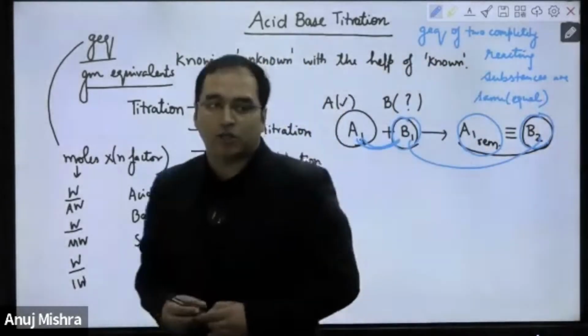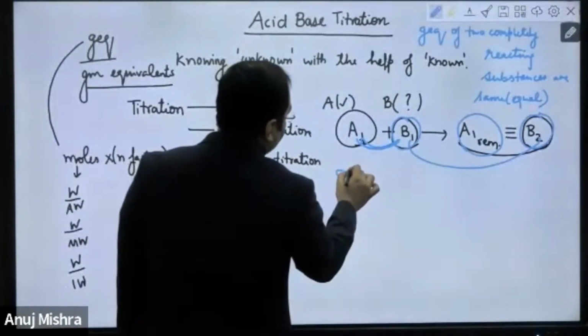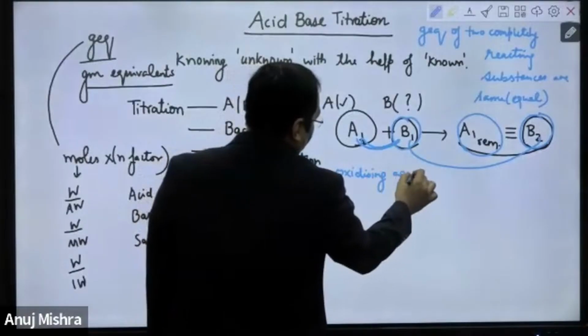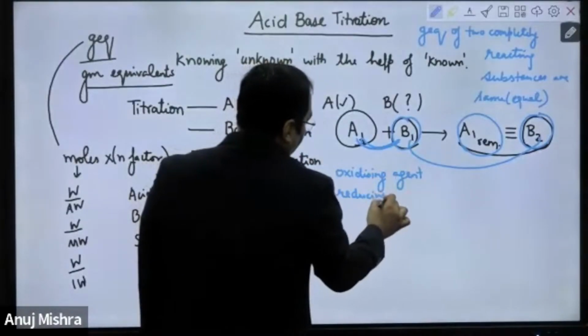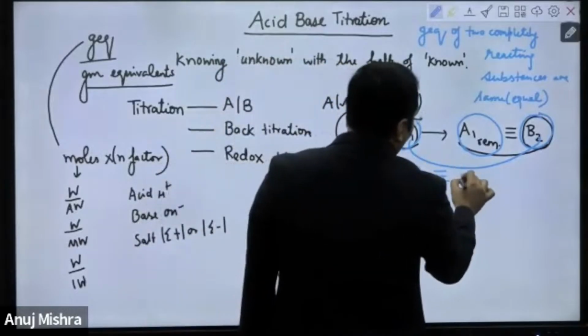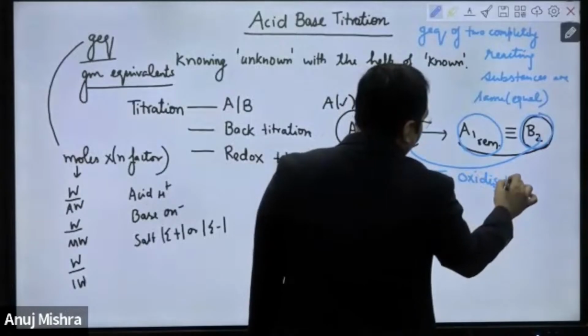The third thing can be redox. Redox is what? Reduction oxidation cases. So in this, what is happening? You will have some oxidizing agent, or you may have some reducing agent. The oxidizing agent will be reacting with some oxidizable material.